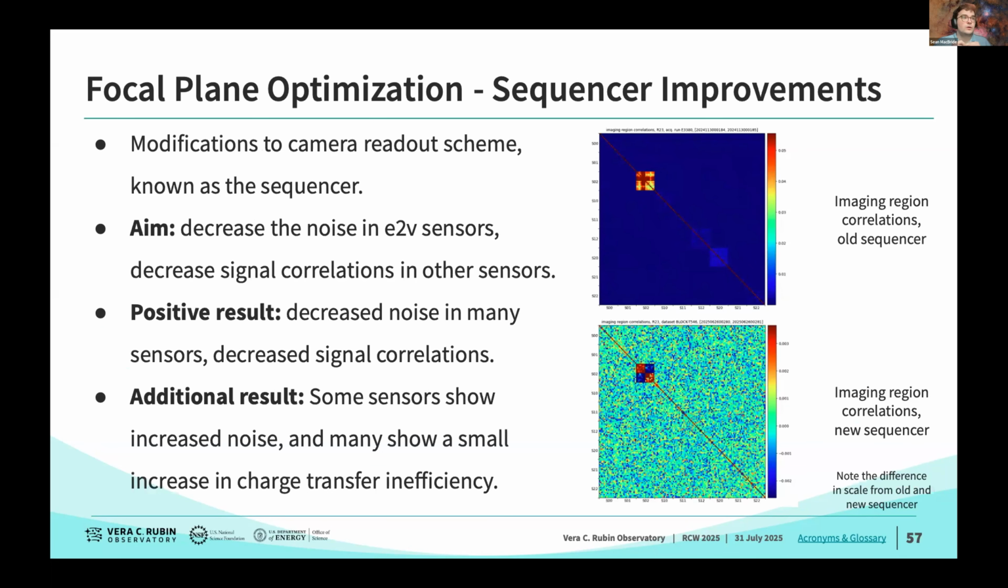Next slide, please. We've also improved what we call our sequencer. Our sequencer is responsible for reading out the camera according to a set of rules and procedures. These improvements have resulted in decreased noise in many of our sensors and decreased signal correlations, which is really important for us. Now, we've noted that these sequencer improvements do show some readings of increased noise across the camera and a very, very minute increase in charge transfer inefficiency, but overall, these have been a positive change to the camera configuration.